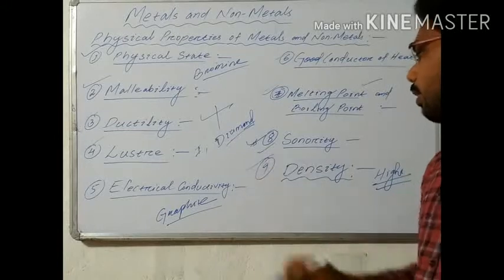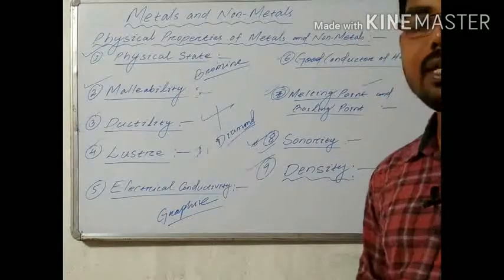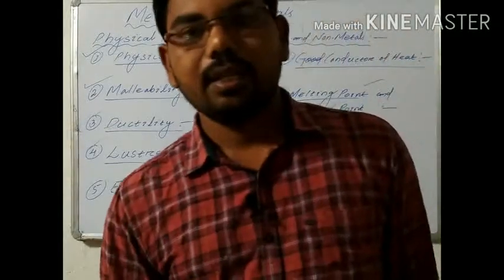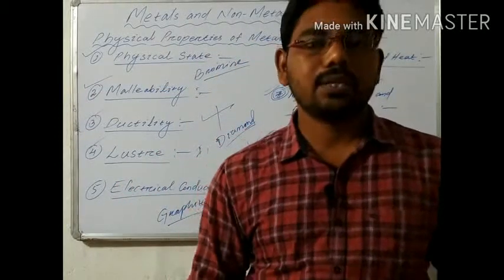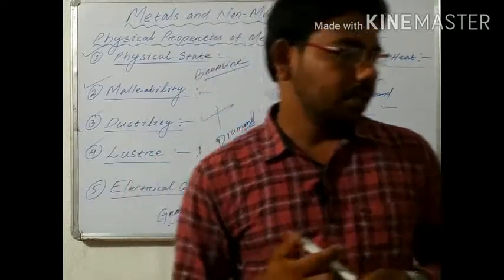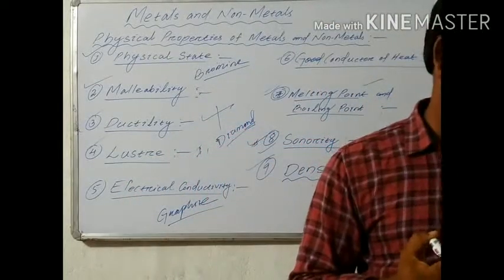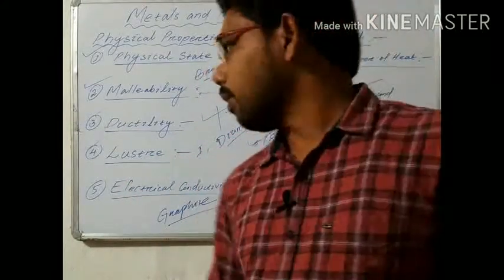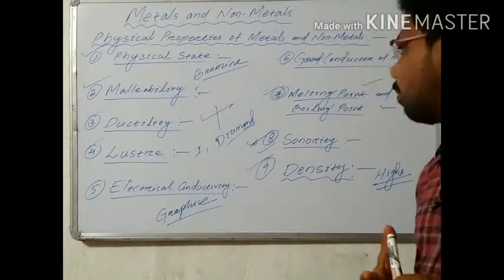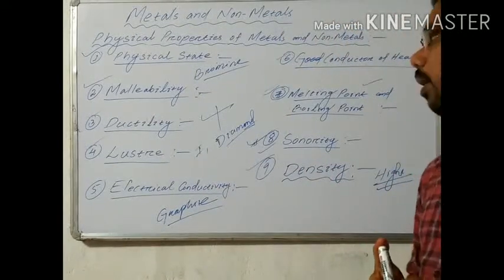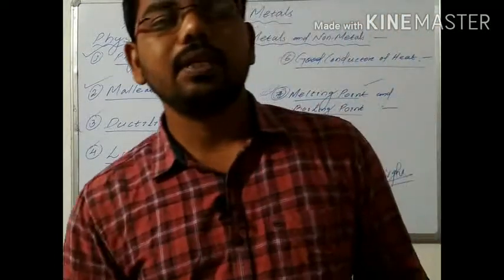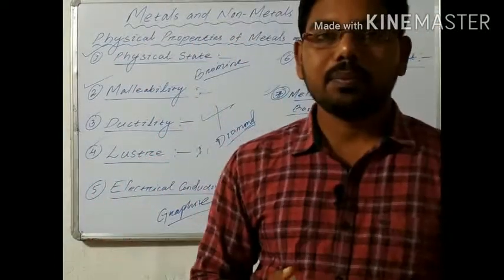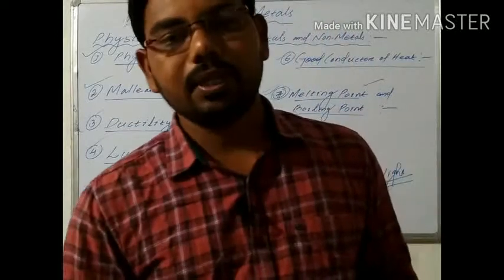Next is density. Non-metals are generally in the gaseous state, or are gases. That's why they have low density. So non-metals mainly have low densities. So these are the most important properties of metals and non-metals. This is very helpful, because the physical properties are most important.